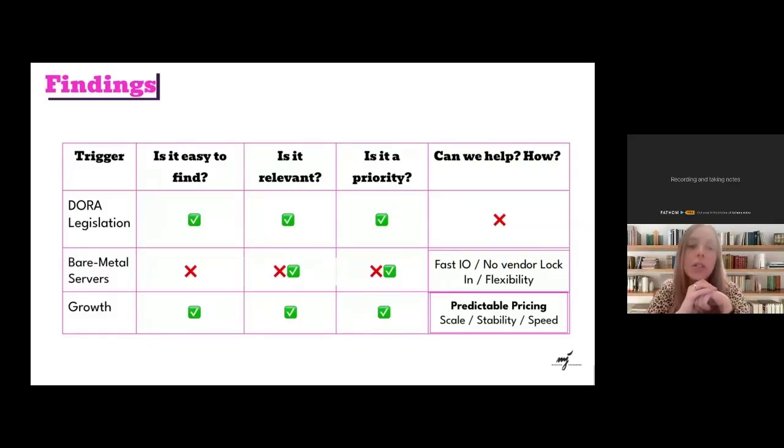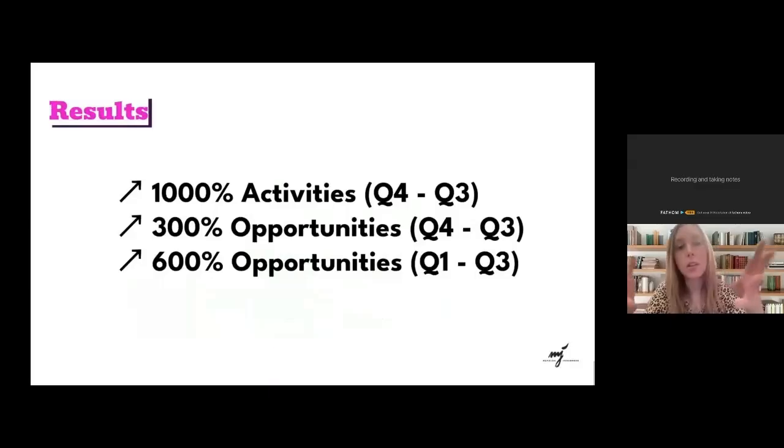Out of all of the three triggers, the one that we decided to pursue was growth with the USP of predictable pricing. And those were our results. Why? Because we knew exactly how to allocate our time, energy, and resources in things that would convert. So our activities went up, I'm not kidding, 1000% compared to the quarter before. And again, sales is a numbers game. So if your activities are higher and meaningful and you're targeting the right people for the right reasons, you also have an increase in meetings booked and opportunities.